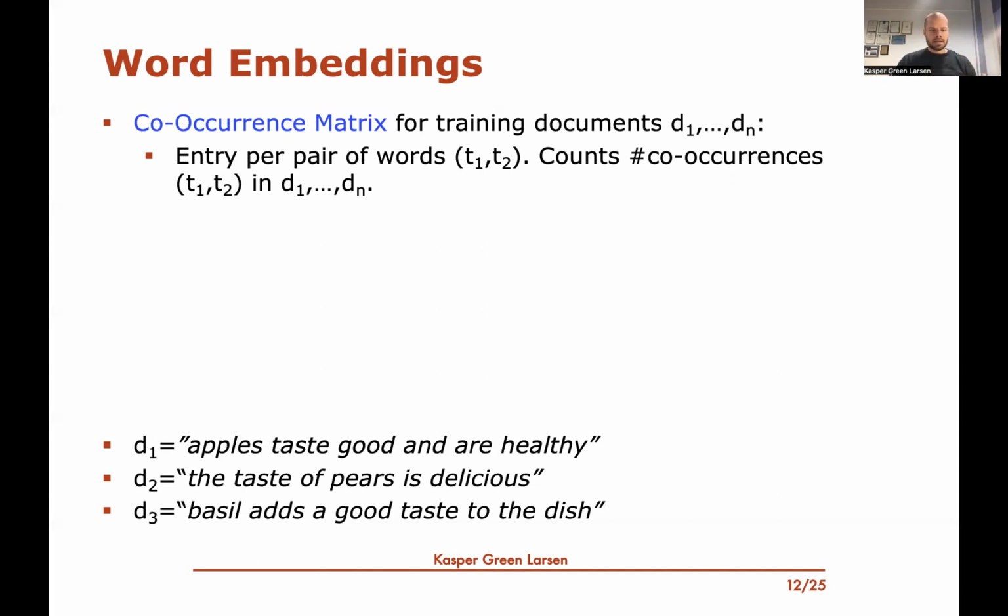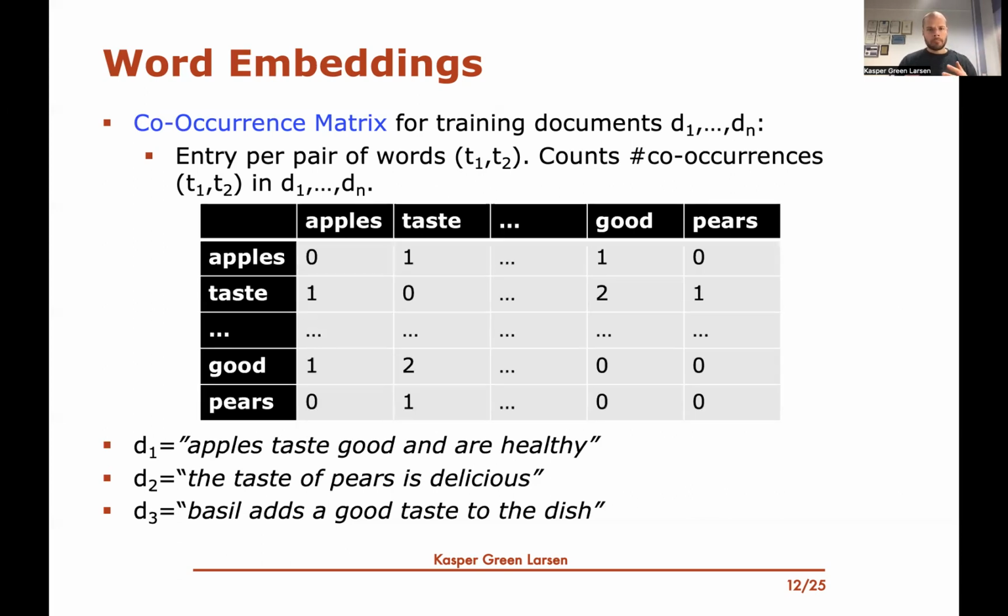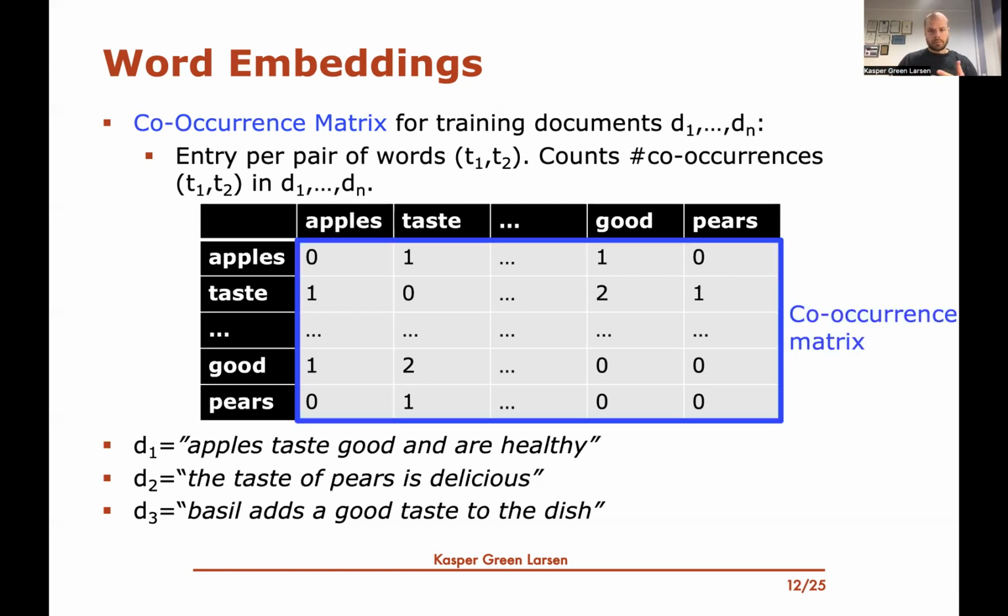Let's say our training data, just for simplicity, consists of these 3 documents down here. Apples taste good and are healthy. The taste of pears is delicious, and basil adds a good taste to the dish. So these are 3 different documents. The co-occurrence matrix that we will construct would have a row for every word and a column for every word. This is the co-occurrence matrix here.